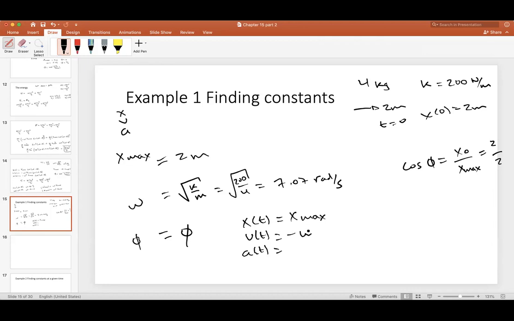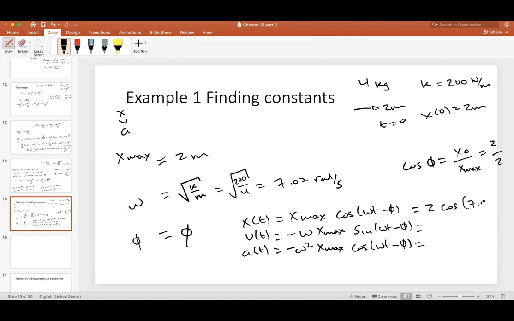I'll do the same later for everything else, but x max, I'll just do it. Getting lazy because it's late. x max cos omega t minus phi, then omega times sine omega t minus phi, and cos omega t minus phi. And so from these, I can just plug in for x max 2. I know that phi is 0, so I get 2 cos, and this was 7.07 times t.